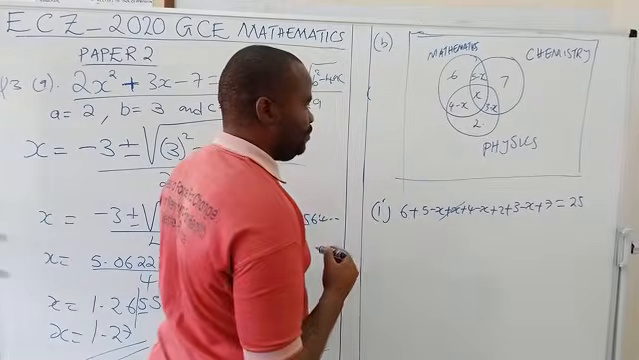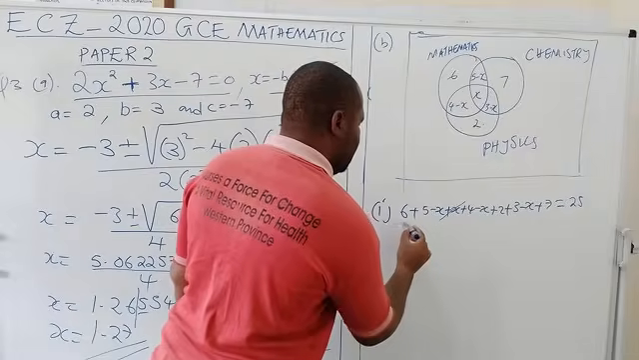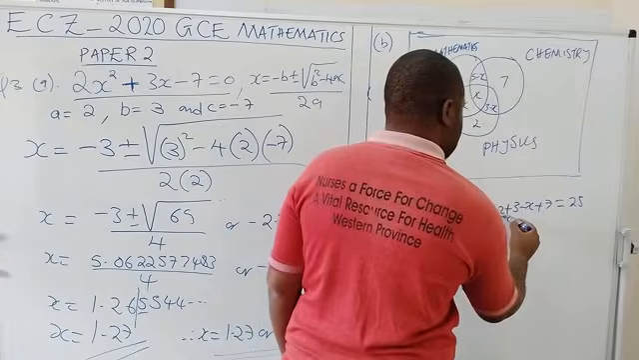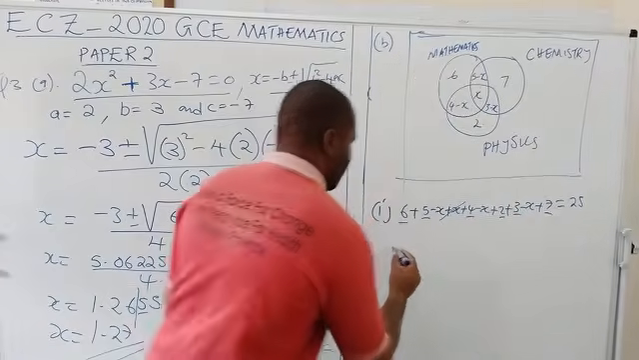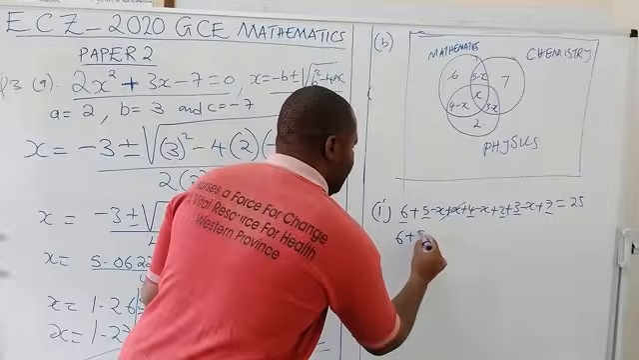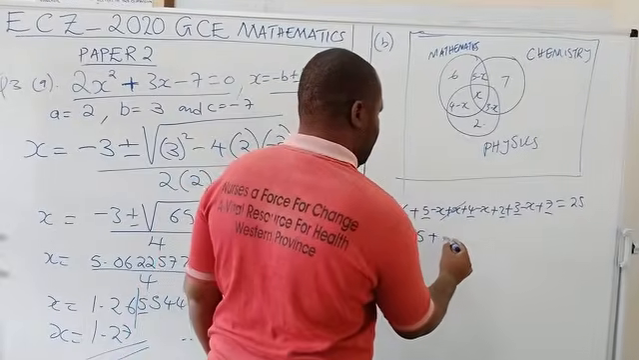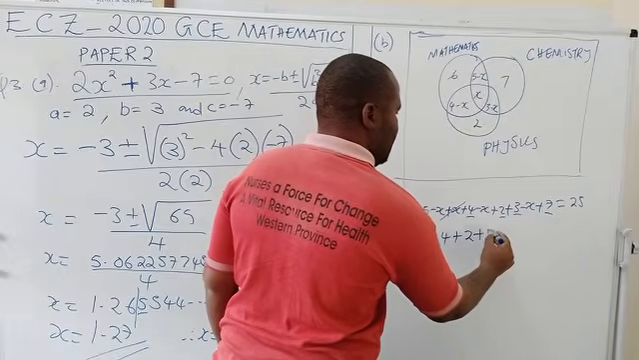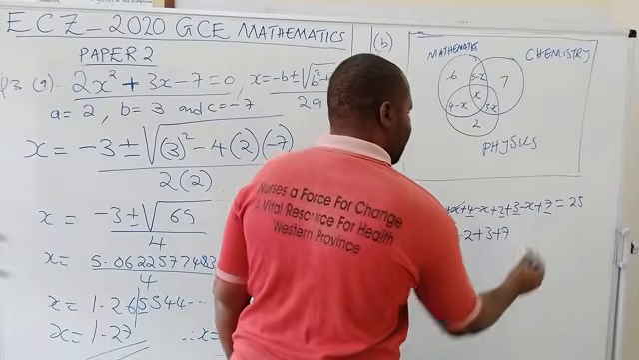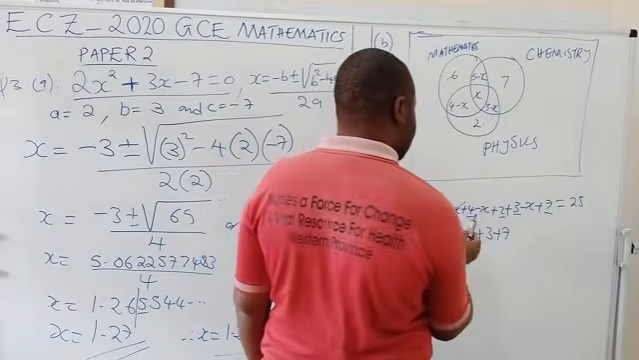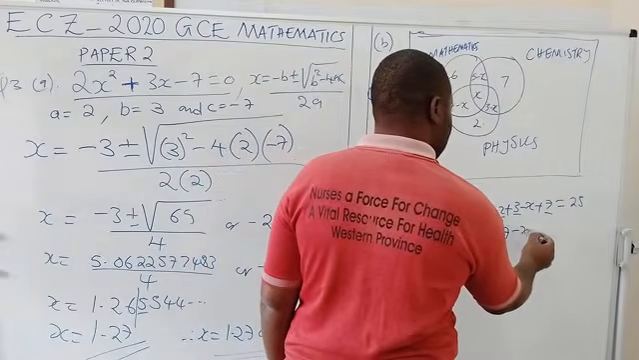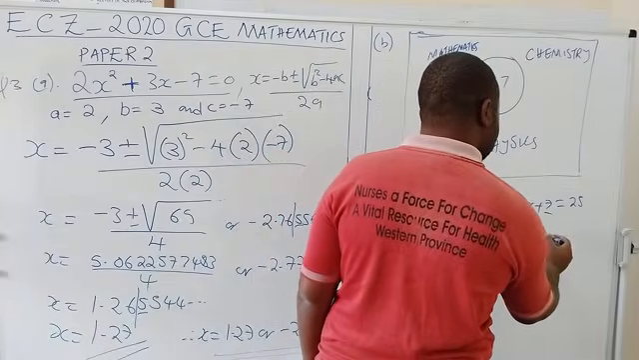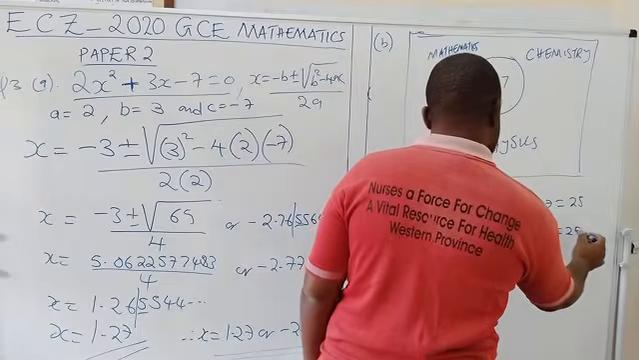Then you have got 6 here, 5, 4, 3, 2, 3, and 7. Maybe let me just write them. 6 plus 5 plus 4 plus 2 plus 3 plus 7. Then you have negative x here, and you also have negative x. The answer must be 25.